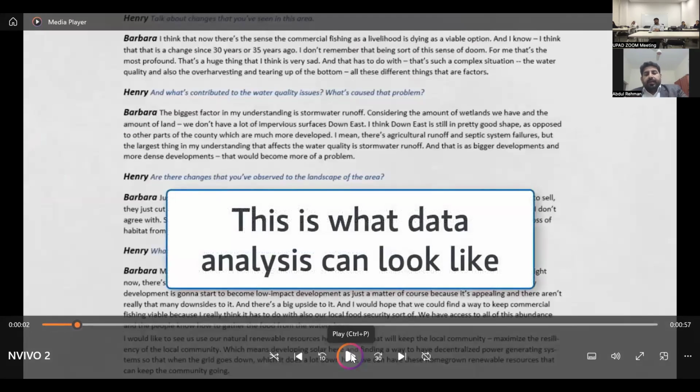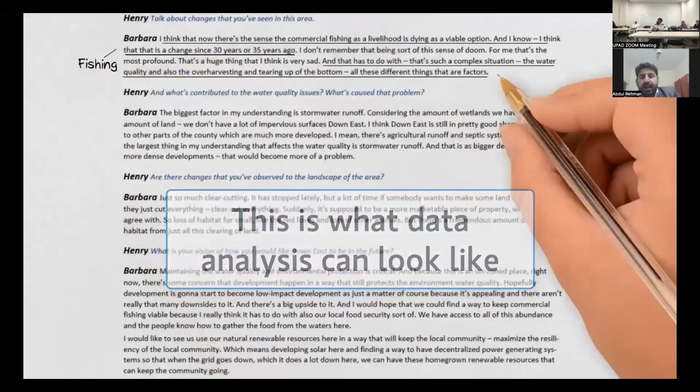So here is how, after storing the data, the analysis would work. Now you can see these are the transcriptions after the interview, the transcribed data.